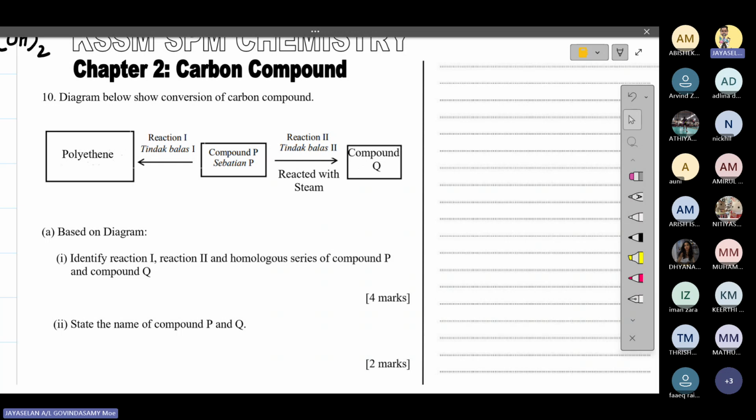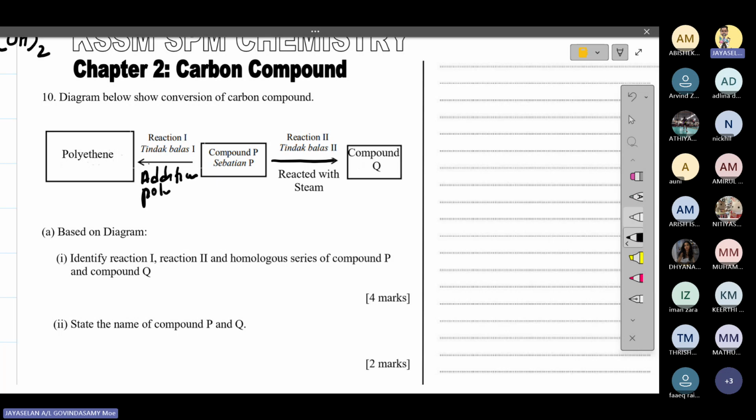Okay, let's try this. I don't know what compound this is. All the arrows are coming out from here, which means you must know what this compound is. So from here, I already know it is polyethylene. Polyethylene. What reaction is this? Addition.